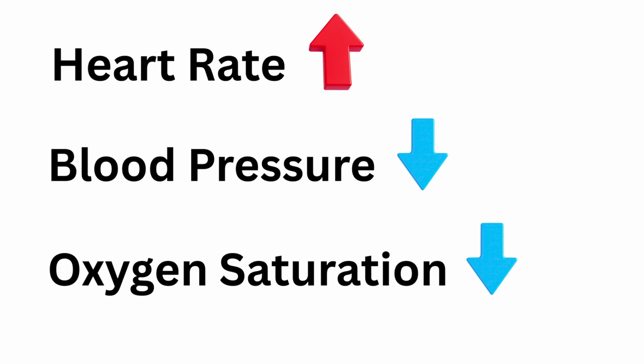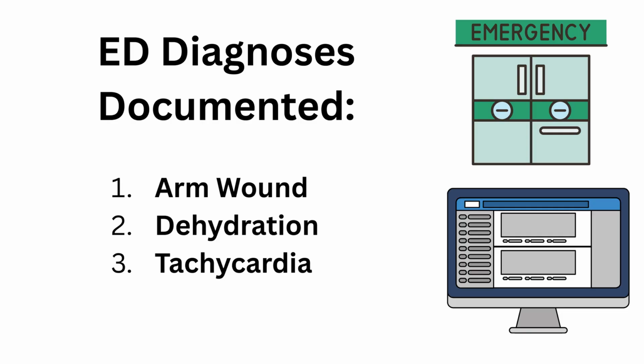At about 11 p.m. that night, the ER physician called one of the hospitalists who had taken care of her during the prior admission. At that time, the patient had abnormal vital signs, including tachycardia, which means an elevated heart rate, low blood pressure, and a low oxygen saturation reading. Together, they decided the patient should be admitted. In the ER physician's note, he listed 3 diagnoses: arm wound, dehydration, and tachycardia. He also ordered antibiotics and in the order details wrote the word bacteremia, although he did not list it as a formal diagnosis.